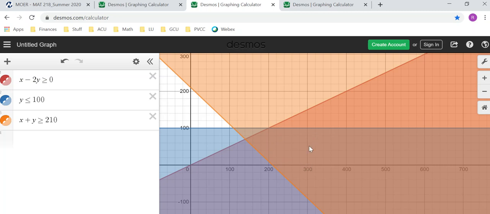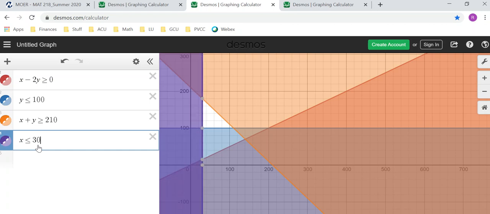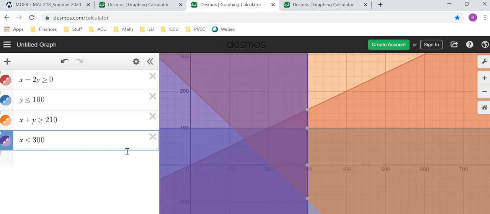Let's just make it easy. Let's go to 300. So I am going to put in x must be less than or equal to 300. Now, that's an artificial boundary. So now our feasible region is this area in here. We are now bounded on the right by x is less than or equal to 300. And so we have a completely bounded feasible region.